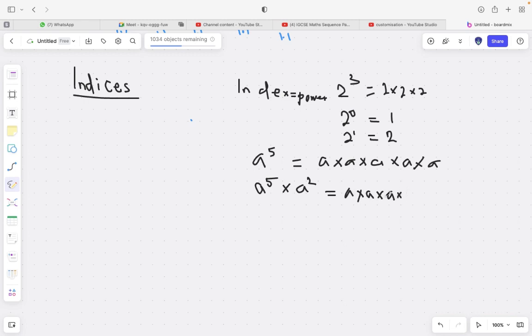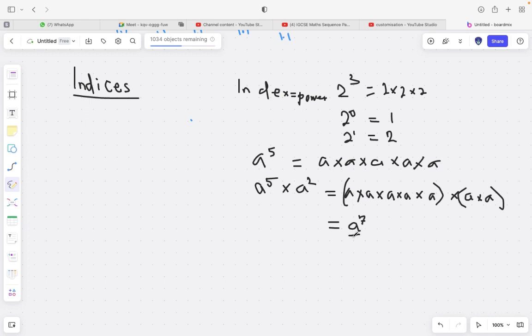But before we do that, let's do what we're supposed to do here. So we say a times a times a times a times a in 5 places. If you like, you can put a bracket to show that this is a to the power of 5. Then you multiply by a to the power of 2, which is a times a. If you look at this, at the end of the day, you count 1, 2, 3, 4, 5, 6, 7. So our final answer will be a to the power of 7.